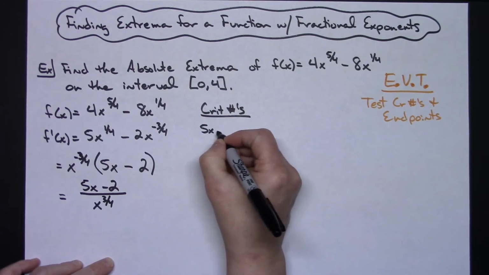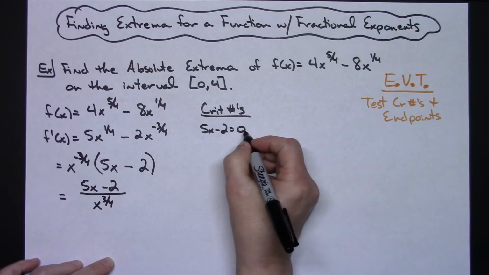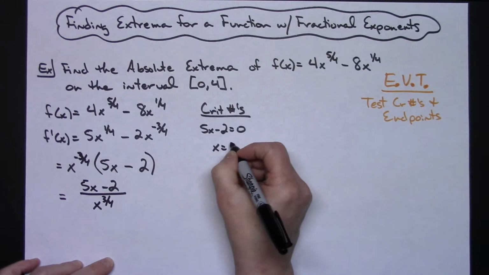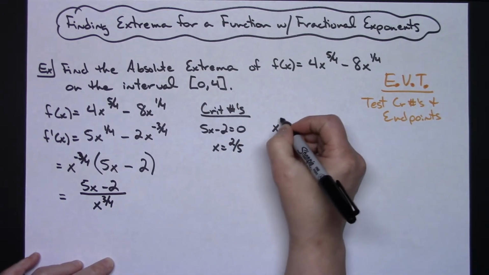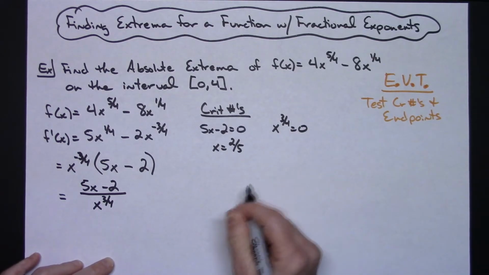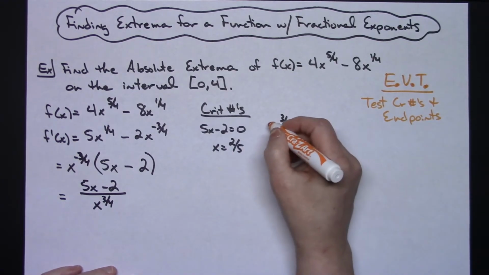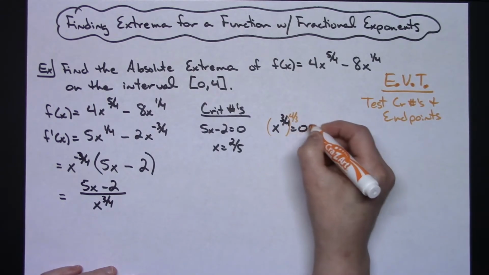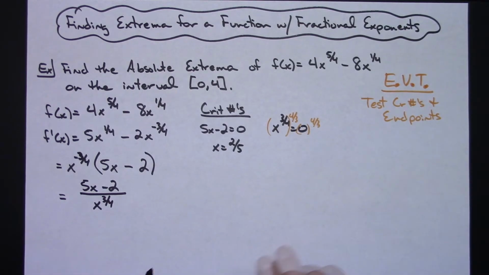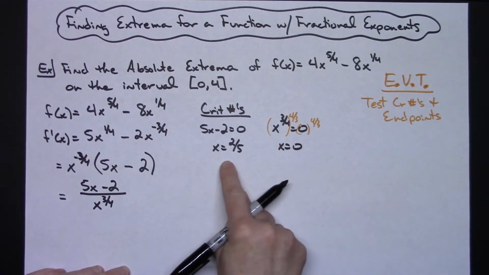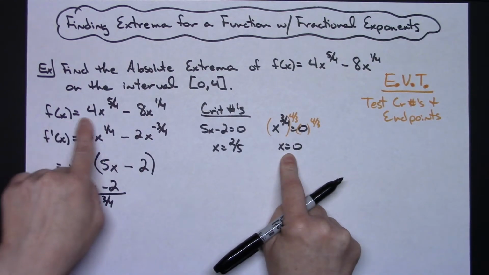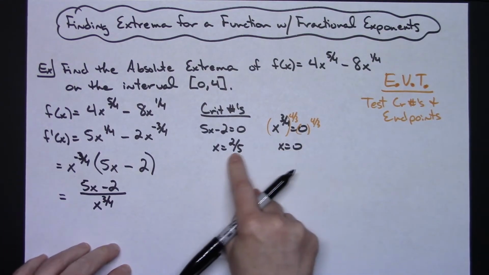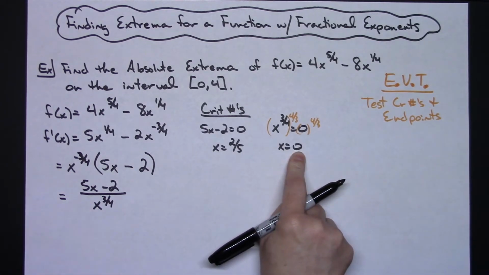So I'm going to do a 5x minus 2 equals 0. That's going to give me, by adding 2 and then dividing by 5, an x equals 2/5 as a critical number. And then taking that denominator, x raised to the 3/4 equals 0, setting that to 0, and then raising it to the 4/3 power there will give me an x equals 0. Okay, so those are my critical numbers. Taking a look at 0 here, my first derivative at 0 is undefined. However, 0 is in the domain of that original function, so then both 2/5 and 0 are critical numbers.